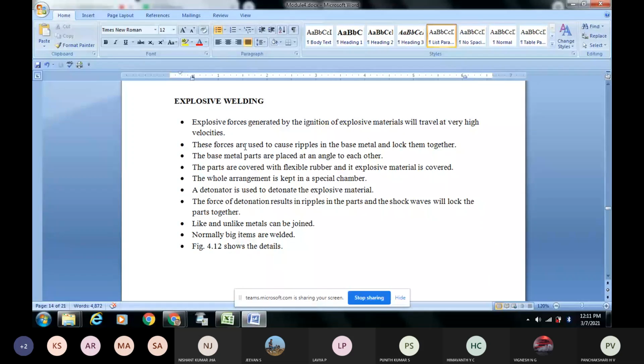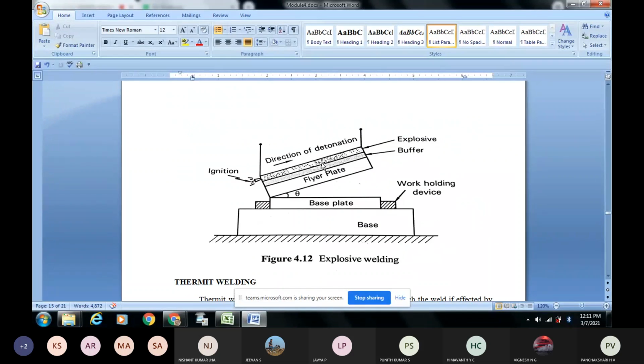Here, I have shown, today we are studying explosive welding. This is another type of welding where the energy supplied for welding is by means of explosion or explosive. You can see here the arrangement in this diagram. There is a base plate, or it is called the anvil. There is a base material, or base plate. It is called the supporting plate, or also the anvil.